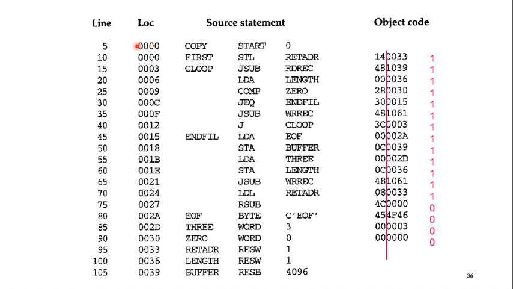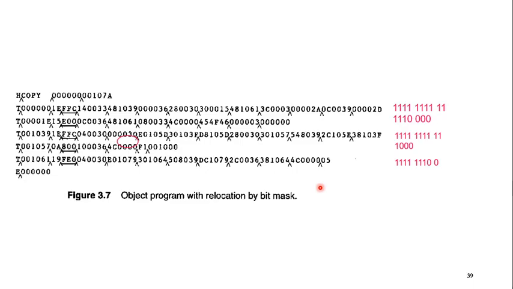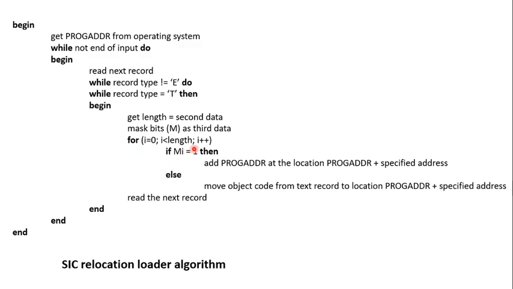Now suppose the starting address is changed to 5000, so the program address will be 5000. Then even this will become 5033. So what we are supposed to do is add 5000 to the specified address in the object code. If the modification bit assigned by the assembler is 1, then the loader has to add the program address to the specified address. If the modification bit is 0, the loader need not add it and can load it directly. Instructions which don't require modification can be loaded directly to the main memory. That's the simple algorithm for the SIC relocation loader option.